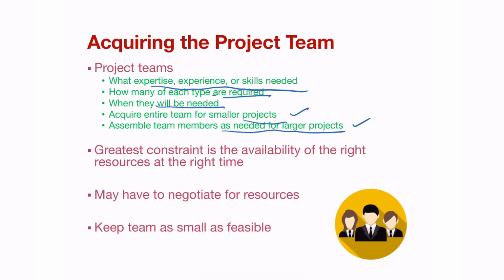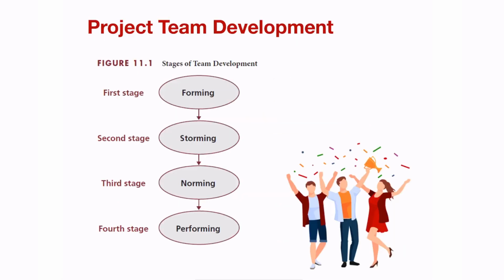The greatest constraint is the availability of the right resources at the right time, especially if you're working within an organization and people are being assigned to the project on an ad hoc basis. You may have to negotiate for those resources when you share them across multiple projects. Also keep the team as small as feasible. If you have a smaller team that you work with, you'll be able to establish those relationships. You'll be able to have regular meetings with the team members as well.